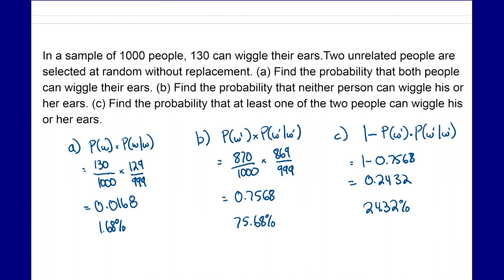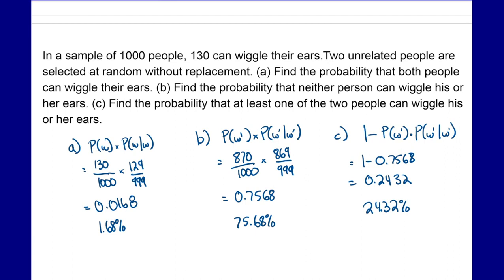The probability for neither person wiggling their ears is the same idea, except we're using 870, which is the number of people that can't wiggle their ears, divided by 1,000, multiplied by 869, because we took one of them out in the first round, divided by 999, because there is one less person from the sample. We get 75.68%.